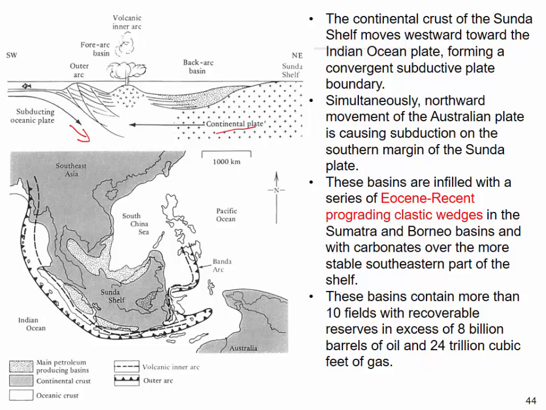These basins have more than 10 fields with recoverable reserves in excess of 8 billion barrels of oil and 24 trillion cubic feet of gas. So I think this is Malaysia, Indonesia. What do we have here? The back arc basin, the fore arc basin, and a lot of volcanic activity. So this is the subducting plate going in this direction, and the continental crust is also moving toward the southwest.